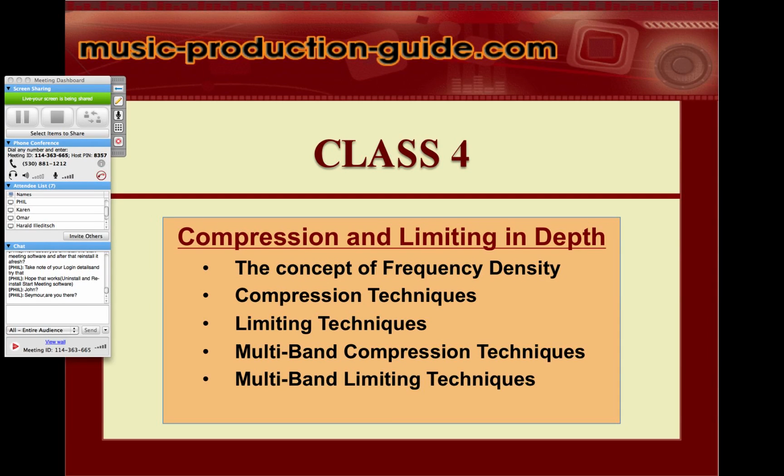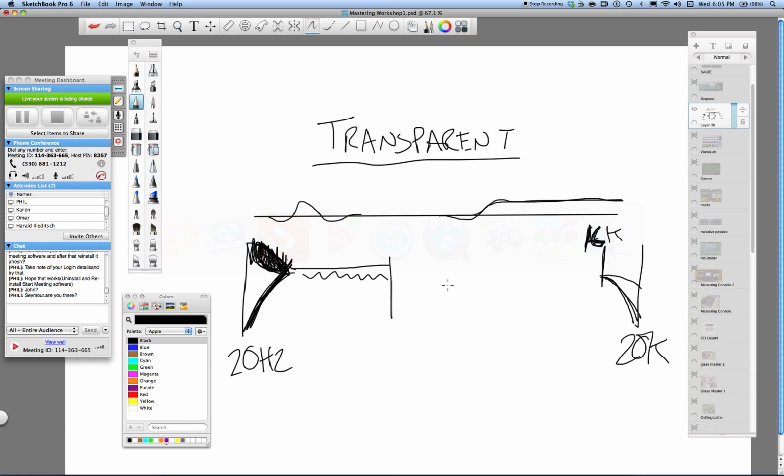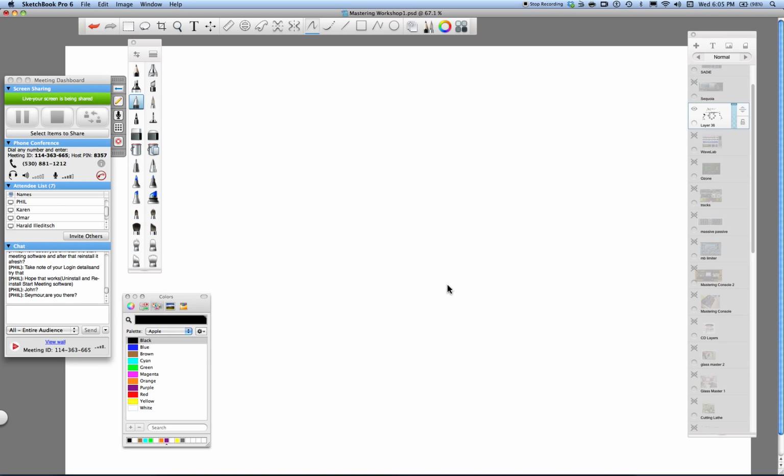Class number 4 is on compression and limiting. Okay, so really one of the things that I'll start off with is talking about the concept of frequency density. And so when we get into frequency density, what we're really talking about is our ability to perceive imaging. All right, let's just put it that way.